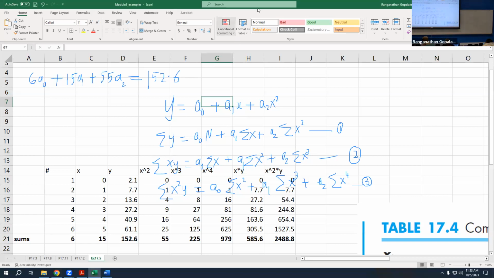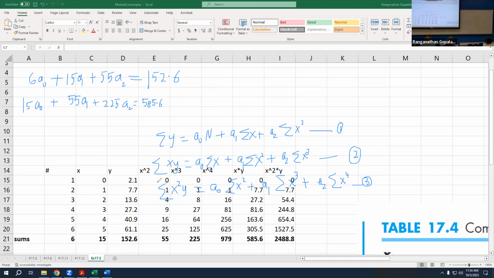All right, what's the second equation? 15A0 plus 55A1, and then 325A2, correct, equals 585.6. So that is the second equation.